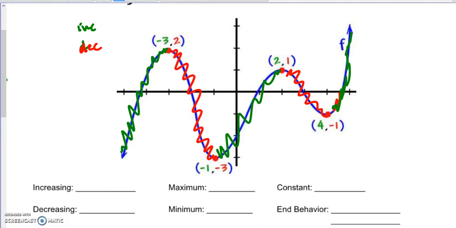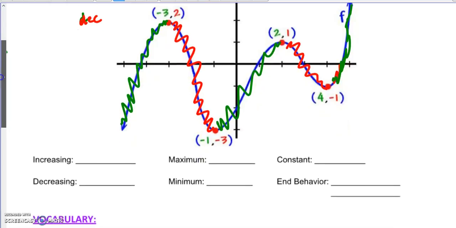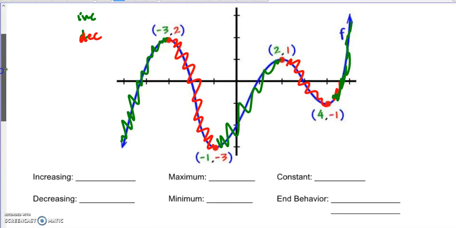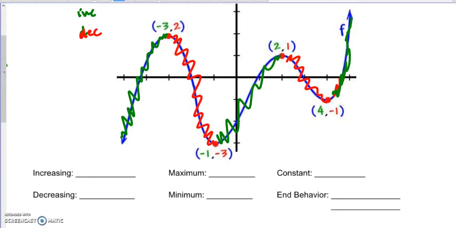Now the important part is, how do you describe these different chunks, these different sections of the graph? We are going to describe them with intervals of x values. So where is this graph increasing? Well, if you look at that green part on the left, it's going all the way to the left. So if I was going to describe the x values, going all the way back to negative infinity, this graph is increasing. It stops increasing here. I'm going to look at the x value, and I'm going to say it stops increasing at an x value of negative 3.